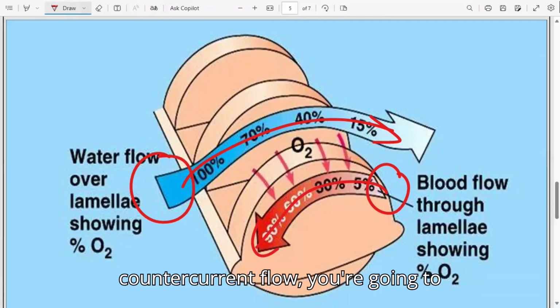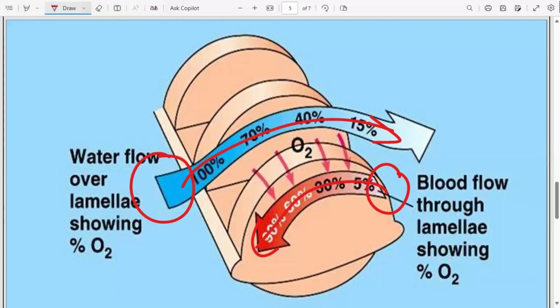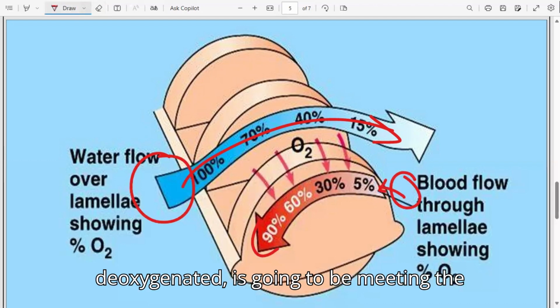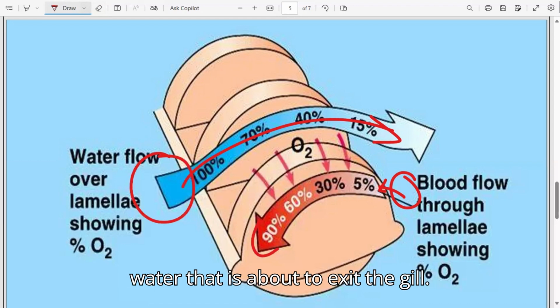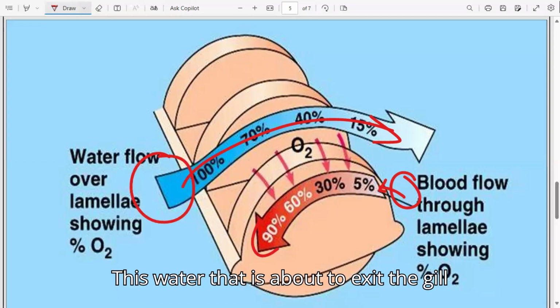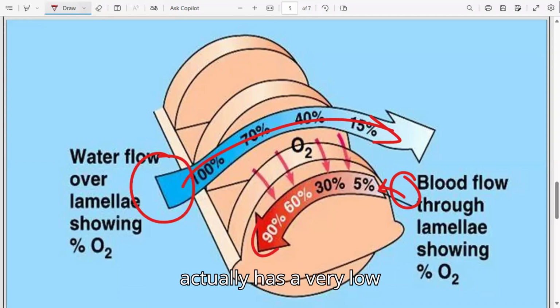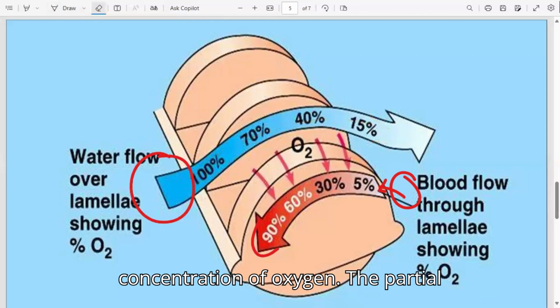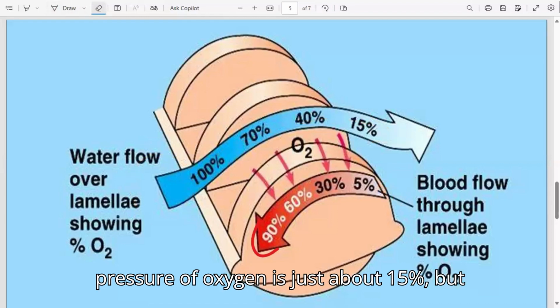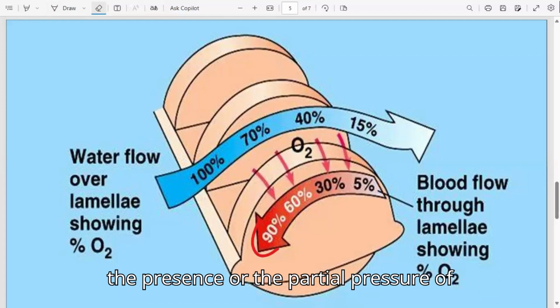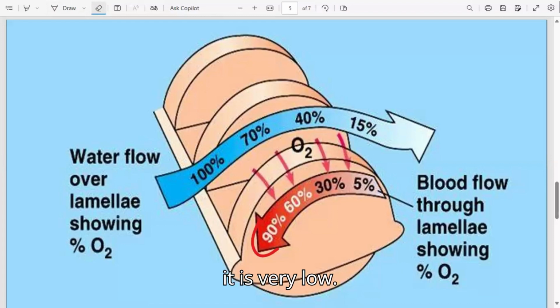With this counter current flow, you're going to notice that the blood entering the lamellae from the left, which is very deoxygenated, is going to be meeting the water that is about to exit the gill. This water that is about to exit the gill actually has a very low, but still present, oxygen concentration. The partial pressure of oxygen is about 15%, but it's still present. Whilst the partial pressure of oxygen in the deoxygenated blood is very low, just about 5%.